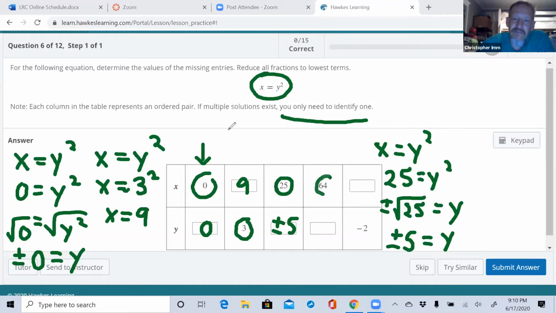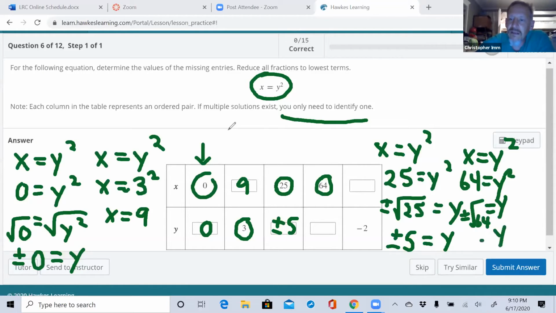This is going to be, when I plug in 64 for x, I get 64 is equal to y squared, and y is equal to plus or minus the square root of that 64. And 64 is a perfect square, so in this case, y is equal to plus or minus 8. So there's only one left now.